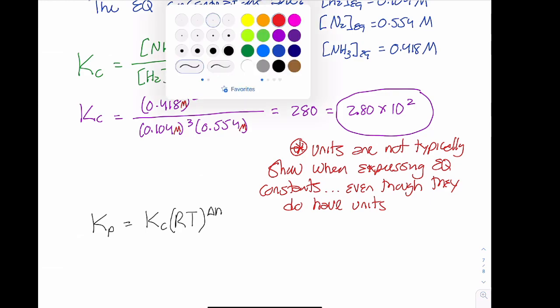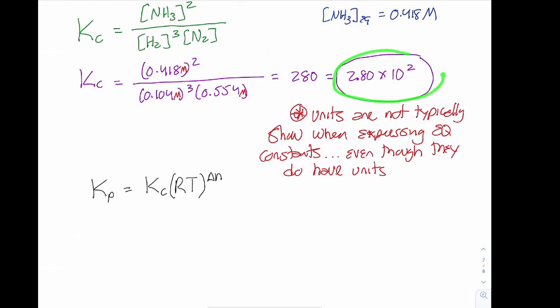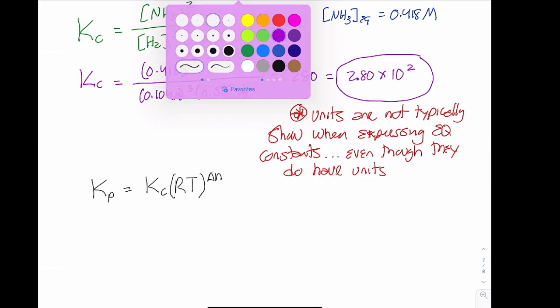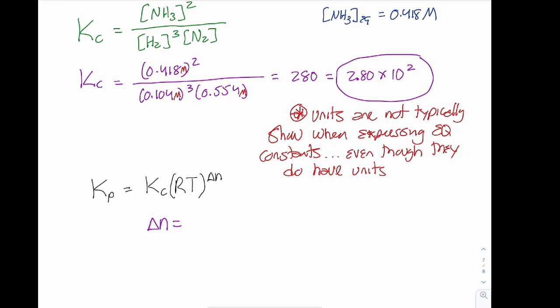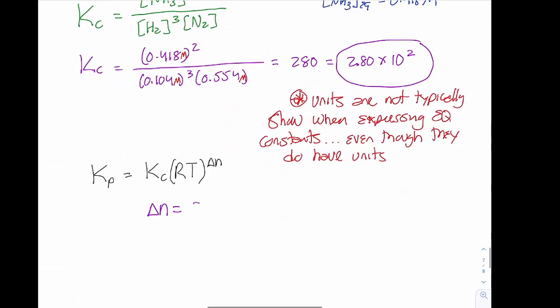Okay, next part, moving on. We're now going to take this value and we're going to use this equation and we're going to calculate Kp. I do need delta N. That was the number of moles that are gas products minus the number of moles of gas reactants. So if I go back up to my equation here, on the product side, I have 2 moles. On the reactant side, I have 3 here. There is 1 here, so that gives me 4 moles. So I'm going to have 2 minus 4, so that's going to be a -2.